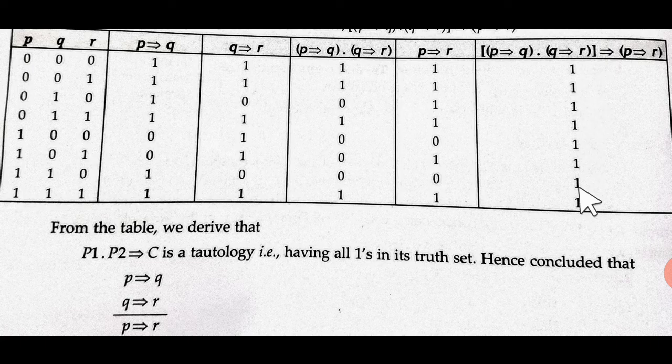So this is a tautology, having all ones in the truth set. Hence it is concluded that if P conditional Q and Q conditional R, then P conditional R. So this is established. I hope everybody has understood it well. Thanks everyone.